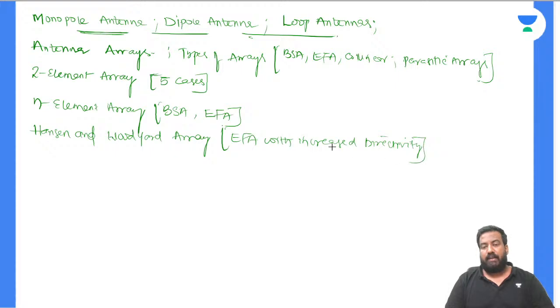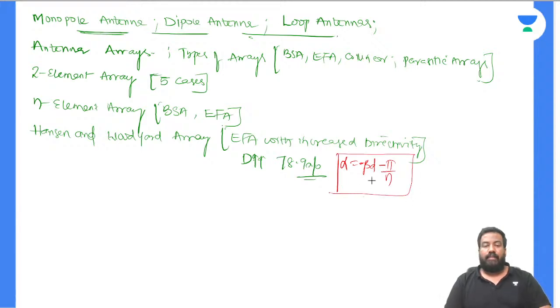Using this procedure, directivity is increased by 78.9%. And the technique here is, instead of using alpha is equal to minus beta d, we maintain alpha is minus beta d minus pi by n, where n is number of elements. By doing this, the directivity will be increased by 78.9% of that of the general endfire array.